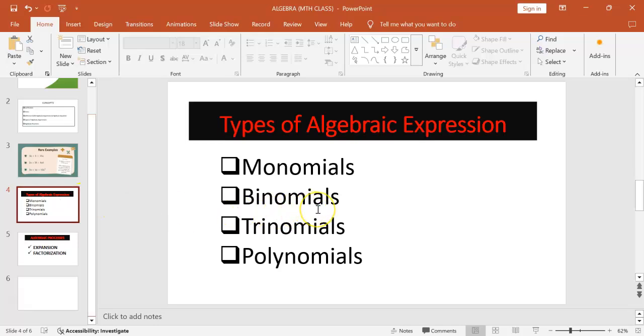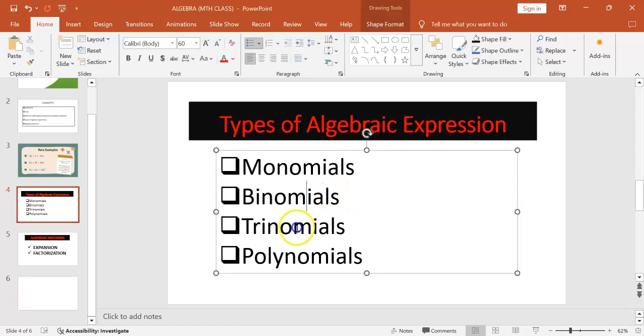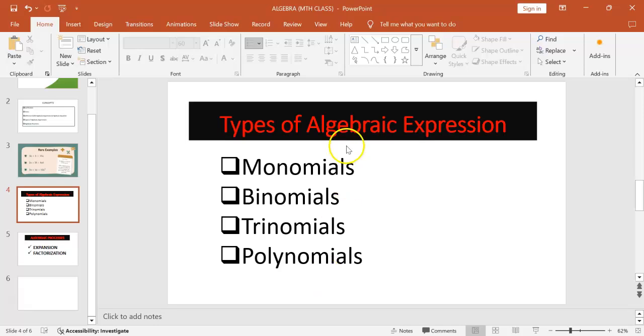So the next thing we are going to look into is types of algebraic expression. You have monomials, binomials, trinomials, then polynomials. Each of them is in the sound. When you hear mono, it means one. So it means that kind of algebraic expression that has only one term.